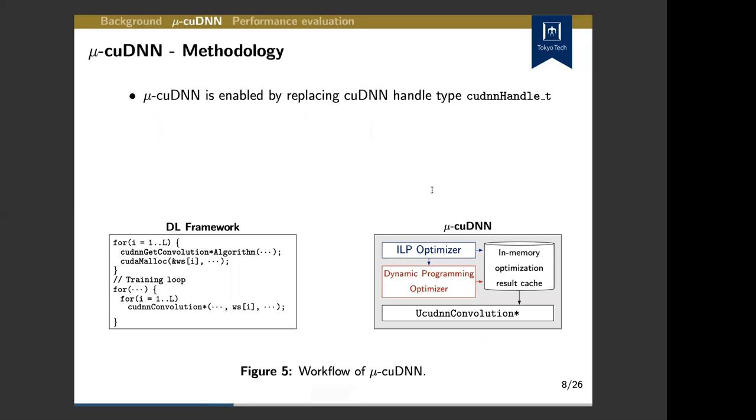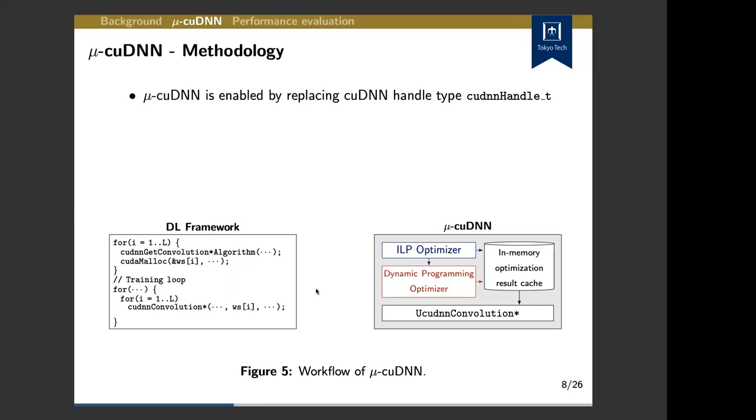And then I explain how MicroQDNN is implemented. So when a deep learning framework computes a convolutional neural network, it first gets the fastest algorithm for each layer by calling the cuDNN get convolution forward or backward filter and backward data algorithm functions, and then allocates workspace, and then calls cuDNN convolution functions in the training loop.